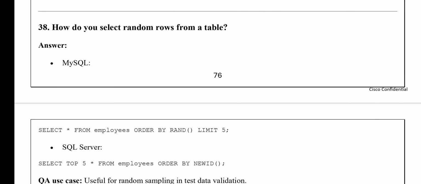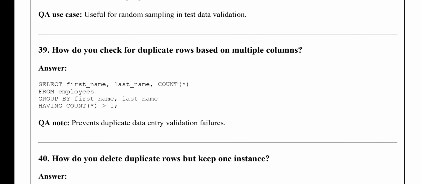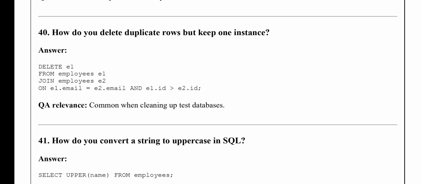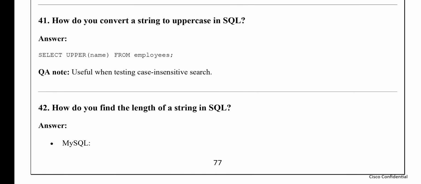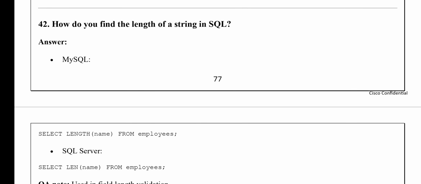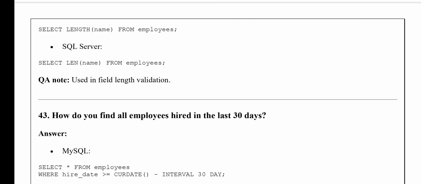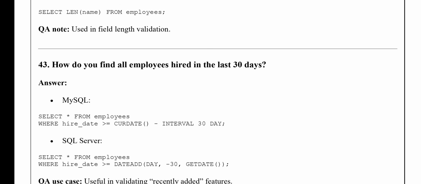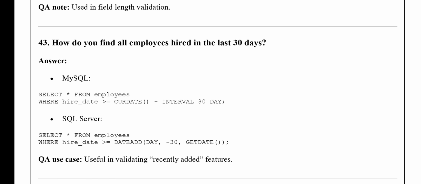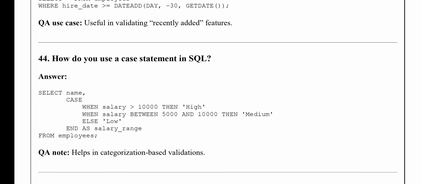How do you select random rows from a table? How do you check for duplicate rows based on multiple columns? How do you delete duplicate rows but keep only one instance? How do you convert a string to uppercase in SQL? How do you find the length of a string in SQL? How do you find all employees hired in the last 30 days?